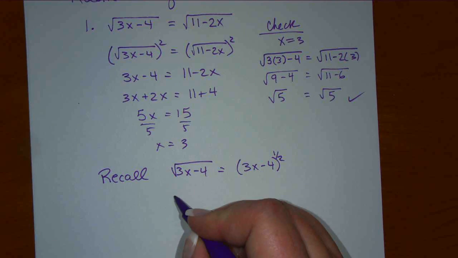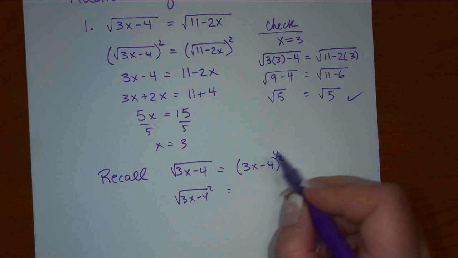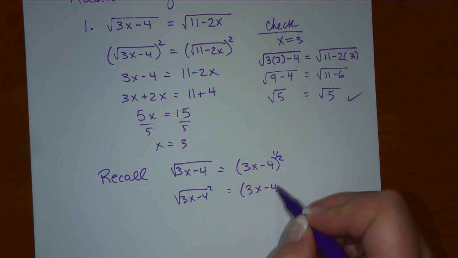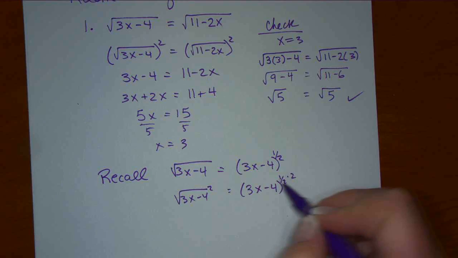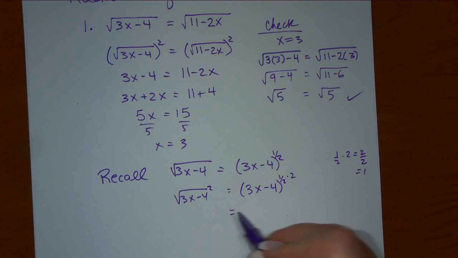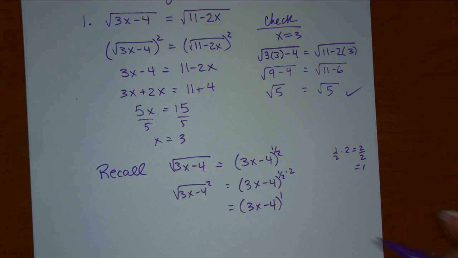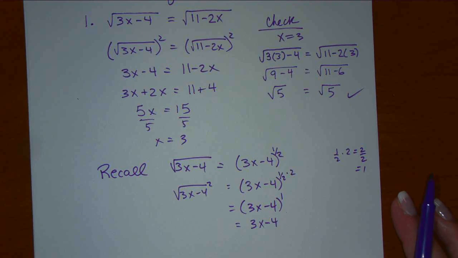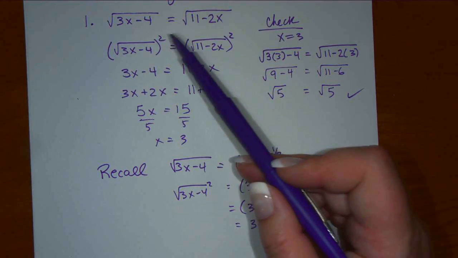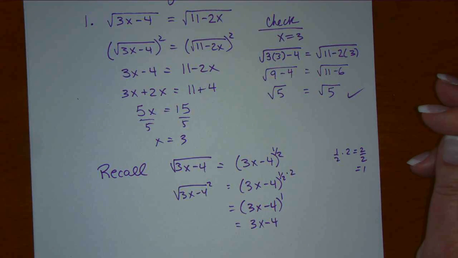Now, if we square that, what you're doing is 1/2 times 2. 1/2 times 2 is 2 over 2, which is 1. So it's just 3x. They cancel each other out. When you square a square root, it cancels out. It's a half power and a squared. The square root and the square cancel out, and you just have that.